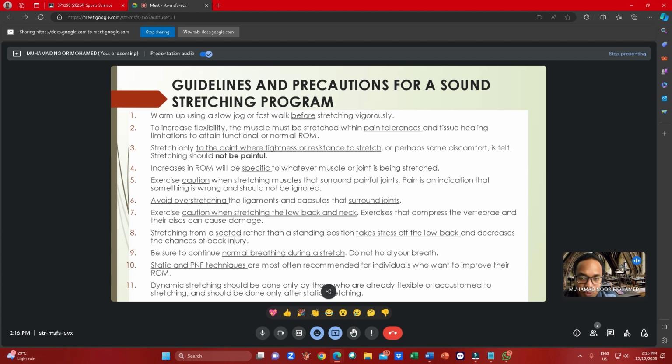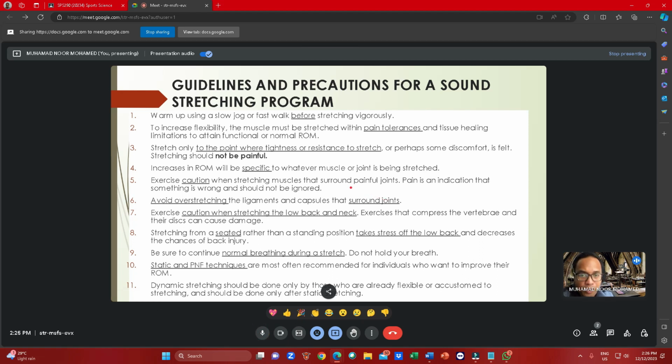Number two, to increase flexibility, the muscle must be stretched within pain tolerance and tissue healing limitation to attain functional or normal range of motion. If you just put the hand like this and stretch without feeling even a bit of pain or anything, it means that the stretching is not up to the point. The stretching does not give any effect because the muscle is not being stretched to a point of tolerance. Okay, we continue.